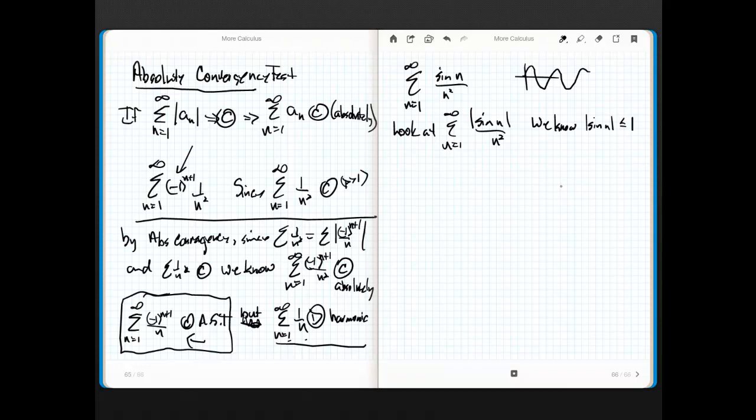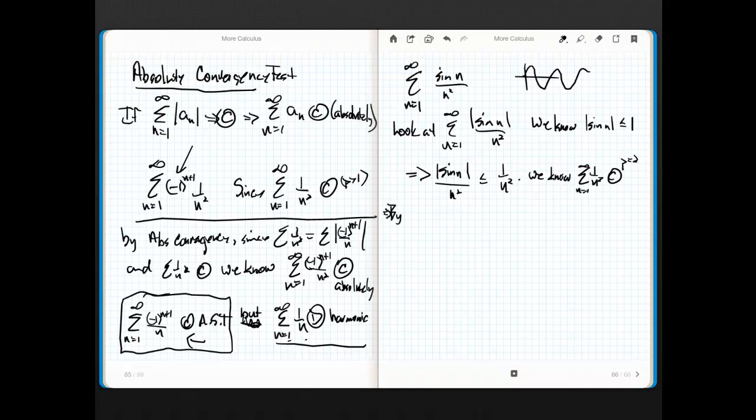Okay, so what can I use that for? Doesn't that imply that the absolute value of sine n over n squared is always less than or equal to 1 over n squared? Right? We know that the sum of 1 over n squared, as n goes from 1 to infinity, we know that this guy converges, p equals 2.